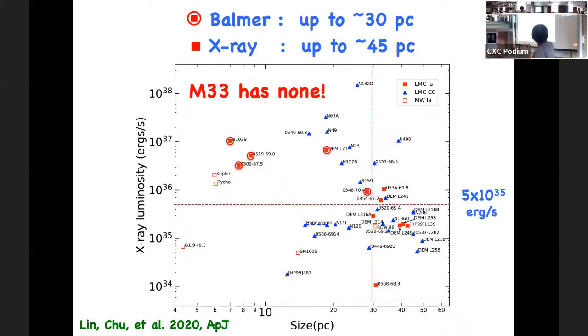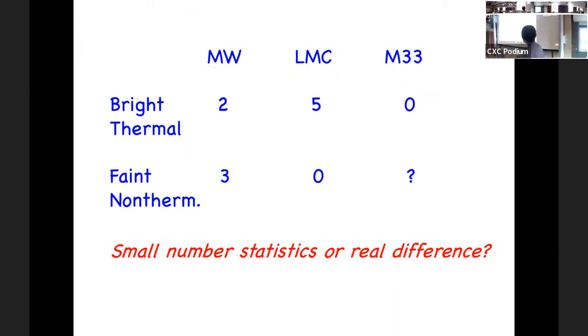M33 has zero. In terms of size and star formation history, it is not inferior to the LMC. But the LMC is fine. M33 has zero. Then we look at the Milky Way: it has Tycho's here, and 1006 here, and there's another one here, and RCW 86 here. Now let's look at the bright ones. They're mostly thermal. The Milky Way has two of them, the LMC has five, M33 has zero.